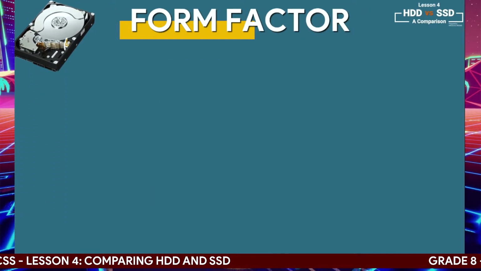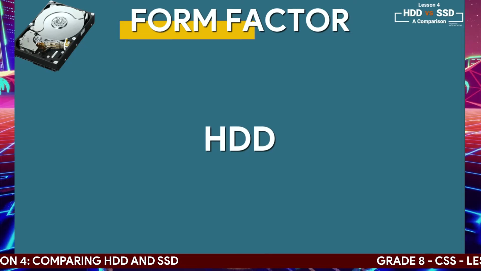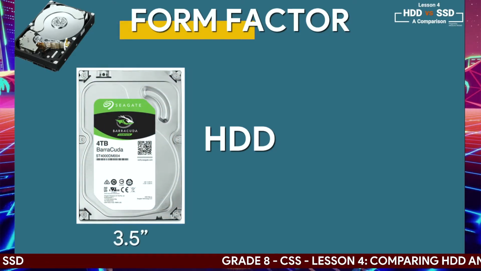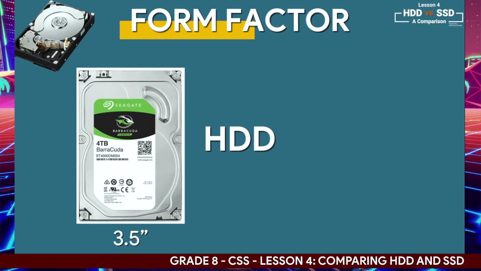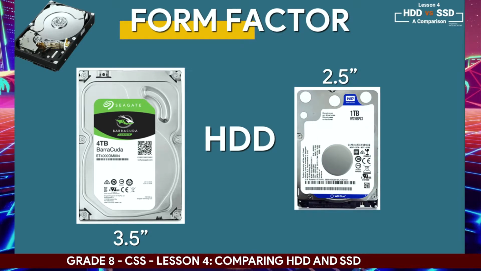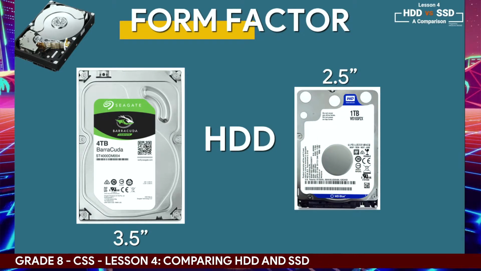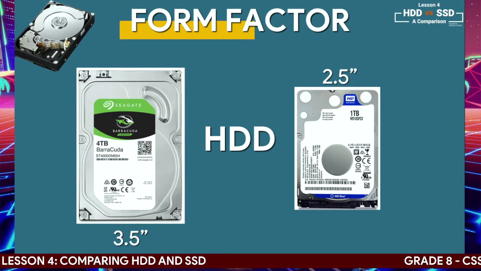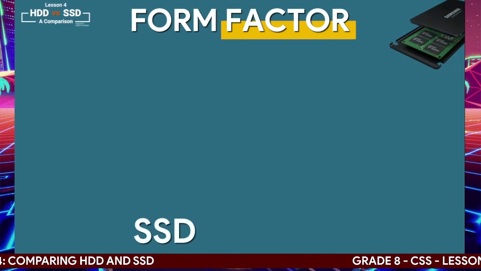Let's begin with the form factor of the HDD. The two most common form factors of the hard disk drive are the 3.5 inches, common for desktop, and the other one is the 2.5 inches, common for laptop. So there, you can see the difference between the two form factors of HDD.